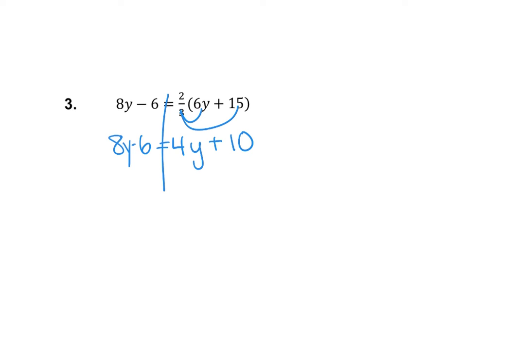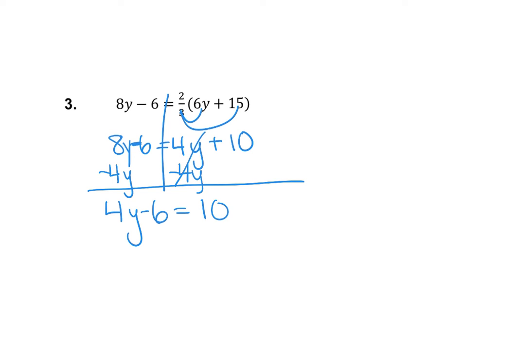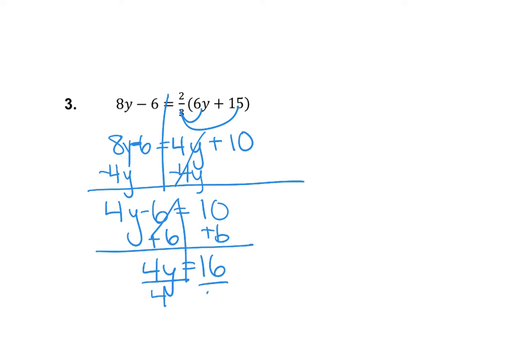So now remember, we have to start with our variables. So I'm going to minus the 4y on both sides. I have 4y minus 6 is equal to then 10. All right, so now we have to put our numbers without the variables together. And I have 4y is equal to 16. I'm going to divide by 4, and y is going to be equal to 4.